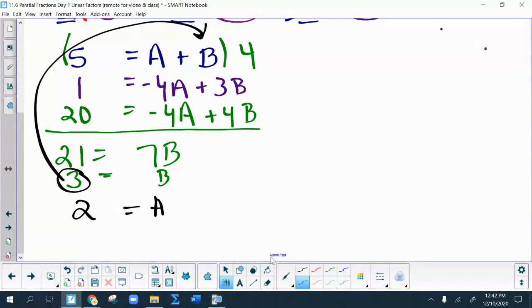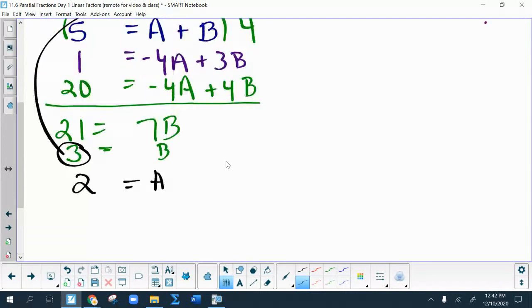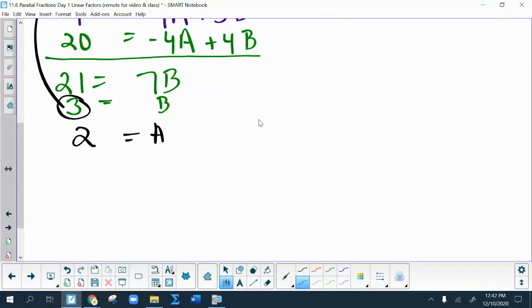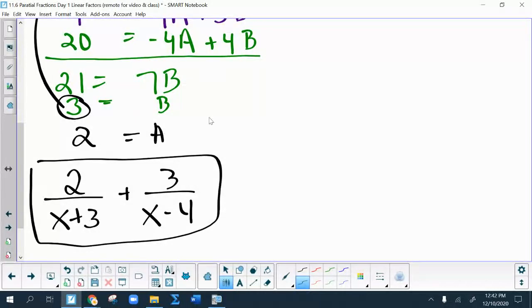And then I rewrite the whole problem so that I have, let's make sure I have these in the right spots, 2 over x plus 3 plus 3 over x minus 4. So that would be the final answer that we're looking for. That would be your step 5, rewriting it.